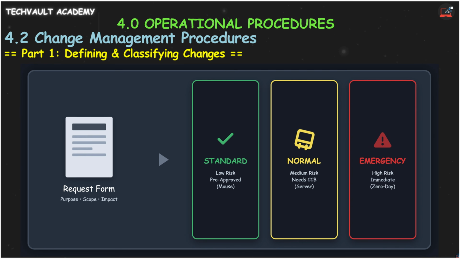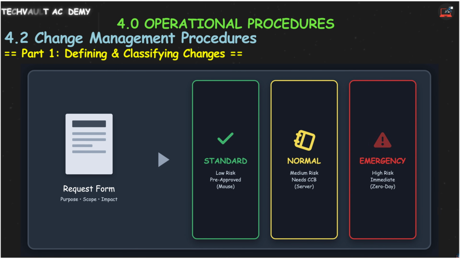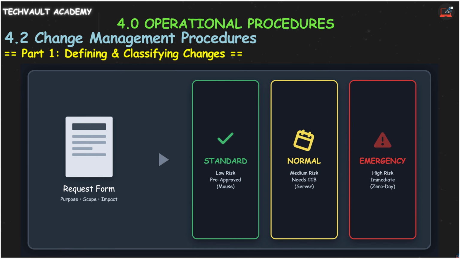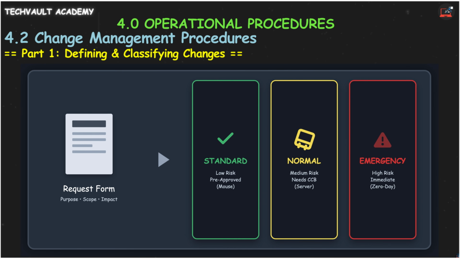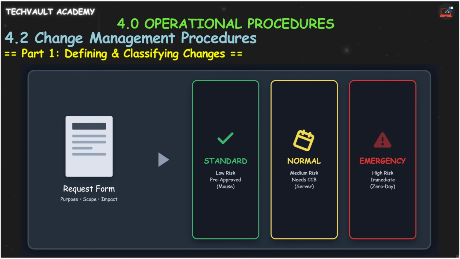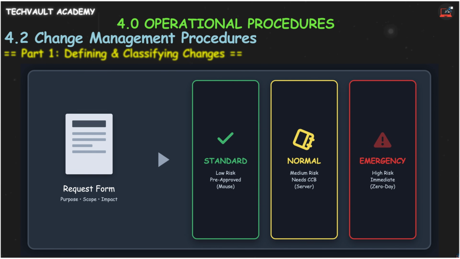First is a standard change. These are low risk and pre-approved, like replacing a broken mouse. Next is a normal change. These are medium risk, like updating a core switch, and require the full approval process. Finally, we have the emergency change. This is high risk and happens immediately to stop a critical threat, like a 0-day vulnerability.